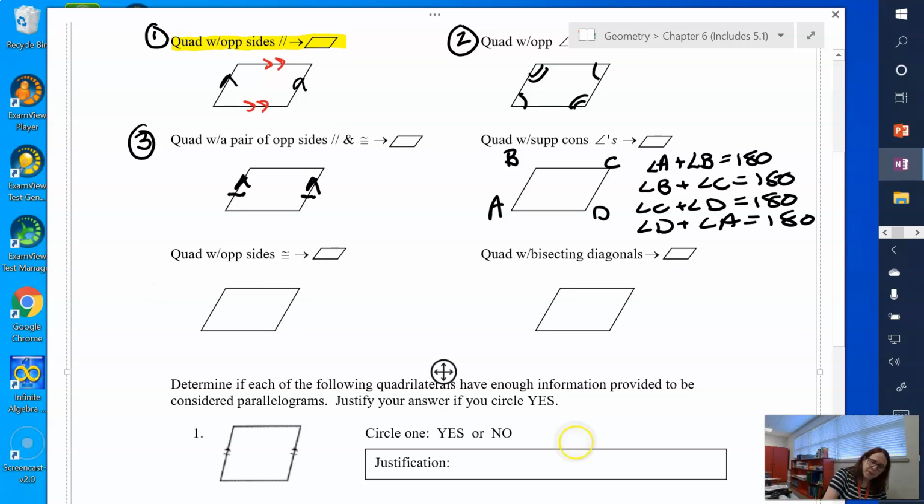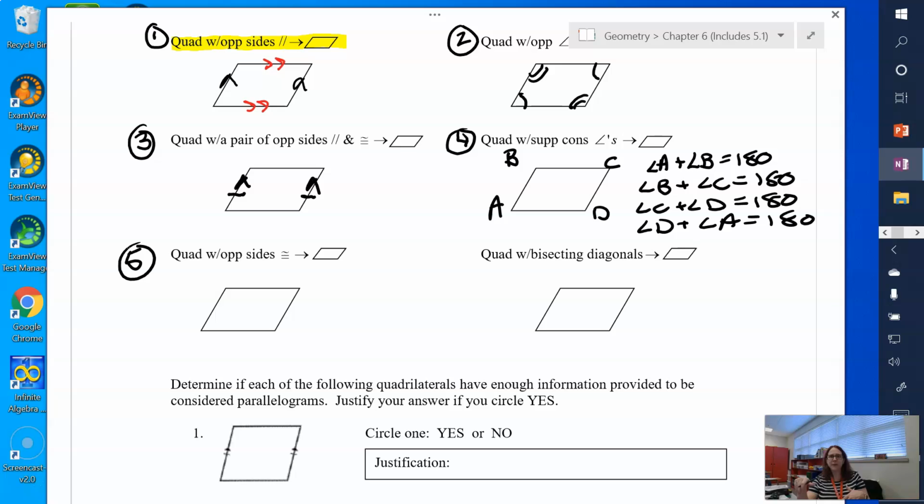So that's our fourth one. Our fifth one is the quad with opposite sides congruent is a parallelogram. Now we knew that before. We knew that parallelograms have opposite sides congruent. It works the other way. If the opposite sides are congruent, you can guarantee a parallelogram. So if those two are congruent, and those two are congruent, we've got a parallelogram.